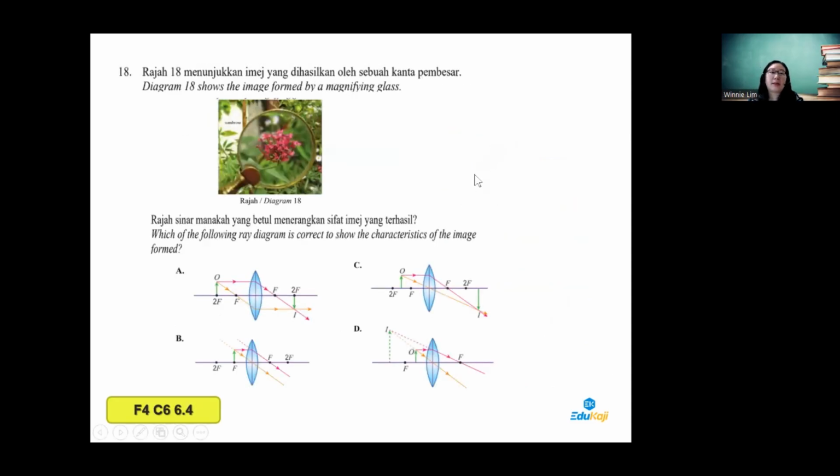Number 18, diagram 18 shows the image formed by a magnifying glass. Which of the following diagrams is correct, showing the characteristic of the image formed? It seems magnified, right? Then if you notice, it seems upright as well. So the characteristic of the image is virtual, upright, and magnified.